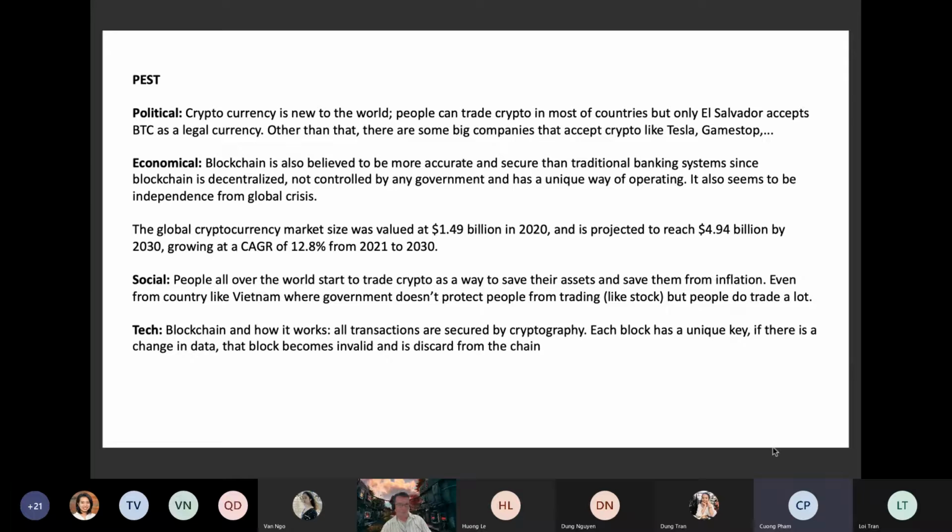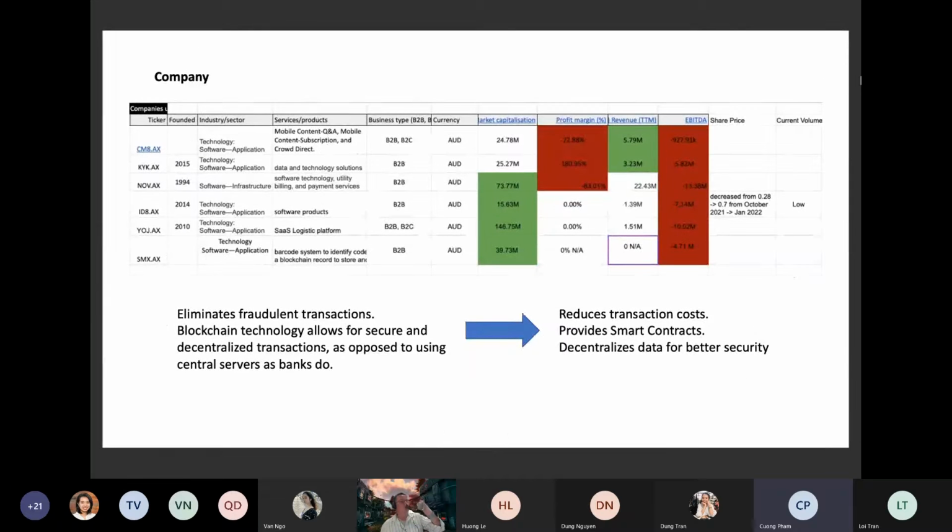And I would say the opportunity when an industry applies blockchain is very, very huge, and it can be applied to almost any industry like fintech, insurance, music, or entertainment. So we already did research on the financial health of some of the companies that apply blockchain. Hương will tell you some of the main points.